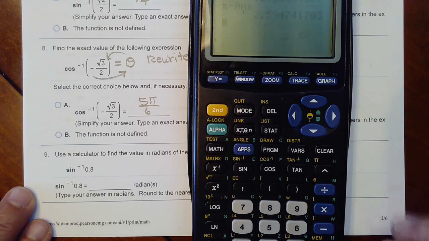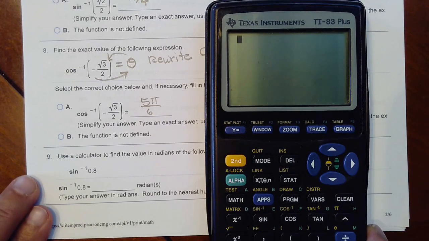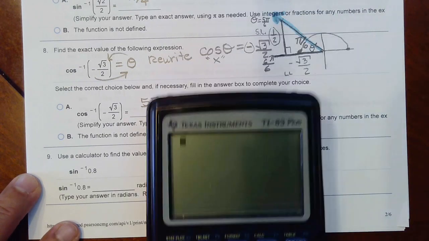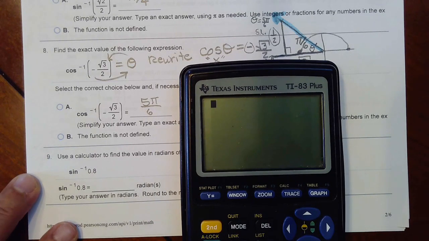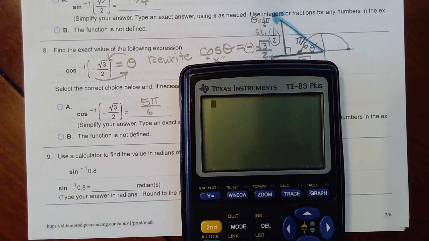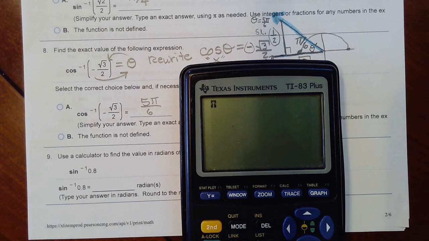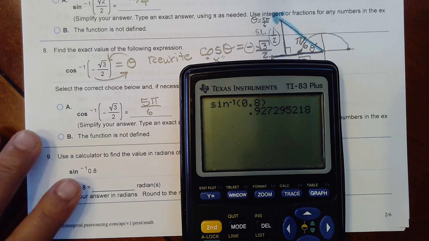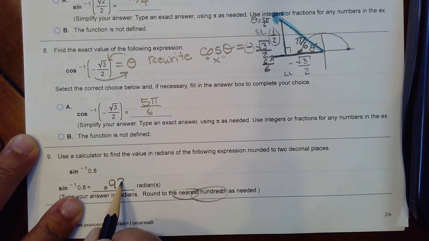And good thing about your calculator, you can use your calculator to check even these ones that you're drawing out and you're doing by hand. I mean, like for instance, first let's do number 9, inverse sine of 0.8. So let me see if I'm in radians first, mode. I'm in radians. Let me quit out of here. So second inverse sine, and we're doing 0.8. You can just put 0.8 in there, and you get 0.93. They want you to round to the nearest hundredths place, so 0.93.